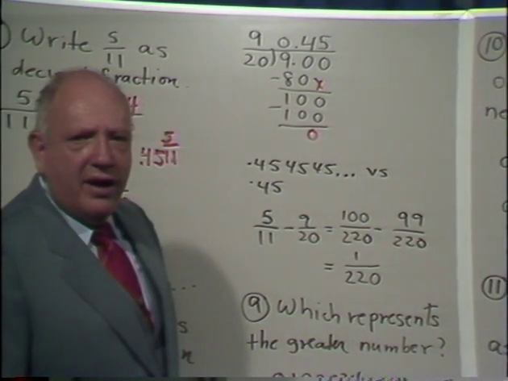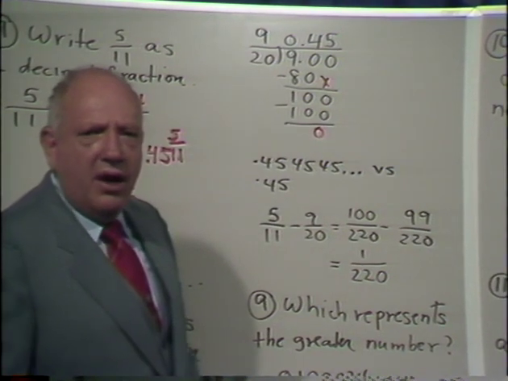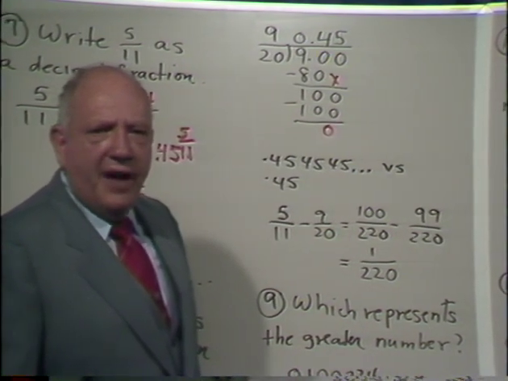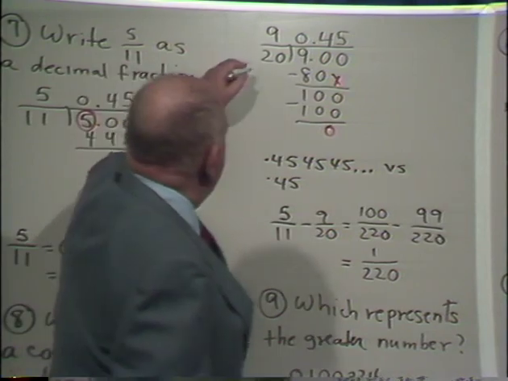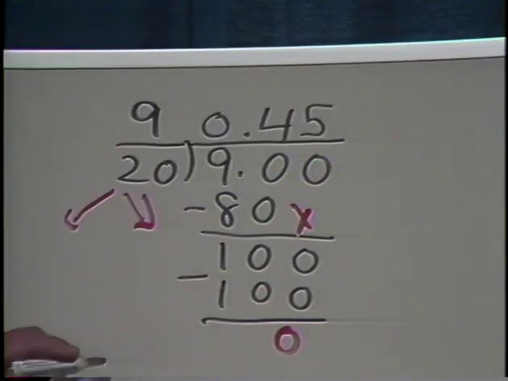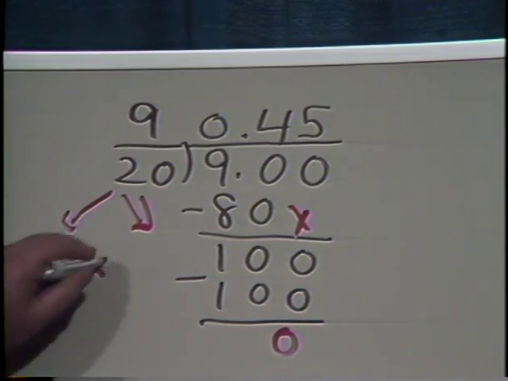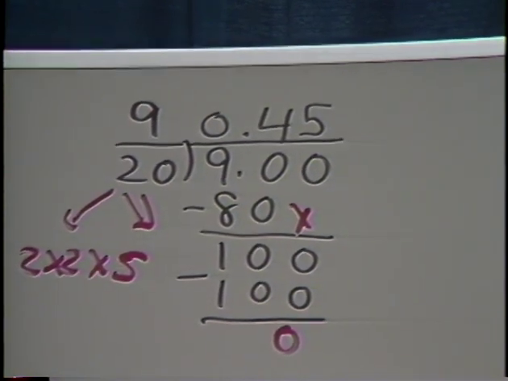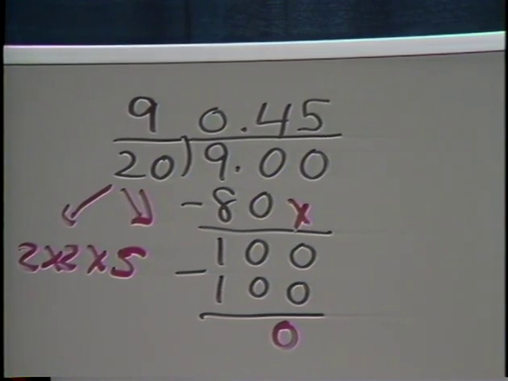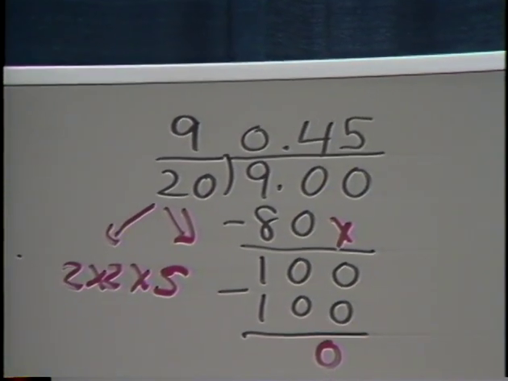All that says is what? At a rate of 9 out of every 20, you're going to be taking what? 45 out of every 100. And why did that work out so nicely for me? Because 20 breaks down into 4 times 5. 4 breaks down into 2 times 2. And notice that the only prime divisors of 20 are 2s and 5s, so we're okay over here.